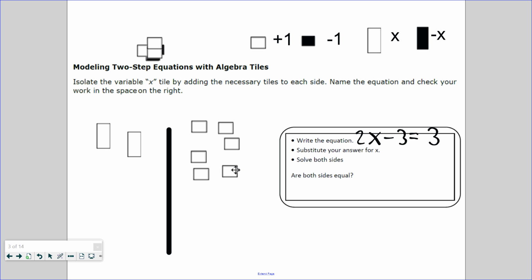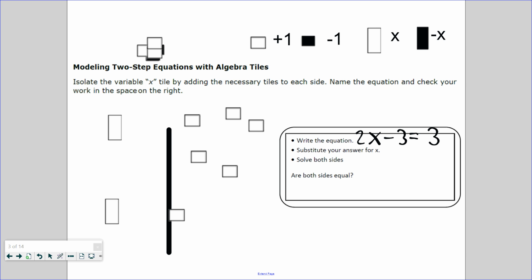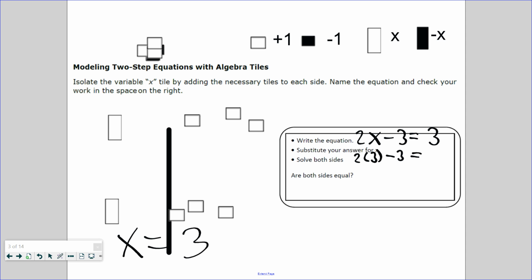2x equals 6. But again, I am solving for x. So I need to divide these 6 into 2 equal groups. So x is equal to 3. Let's check our work. Write the equation. Substitute your answer for x. 2 groups of 3 minus 3 equals 3. Solve both sides. What's 2 groups of 3? 6 minus 3 equals 3. Are both sides equal? 3 equals 3.